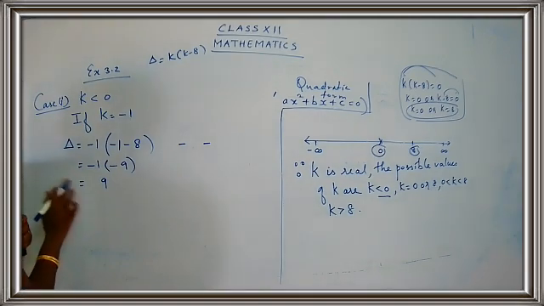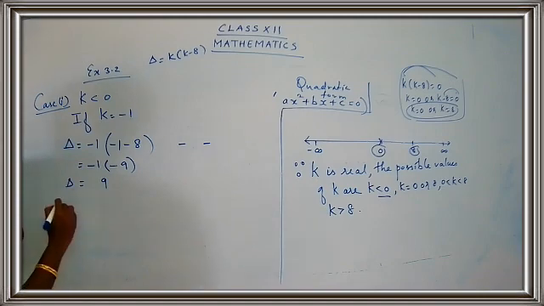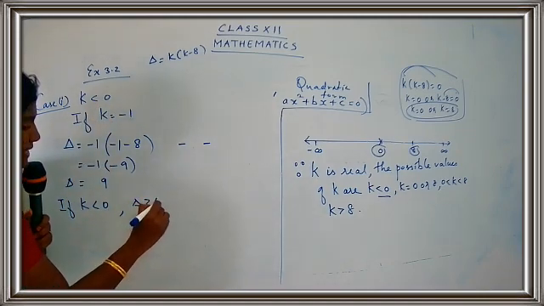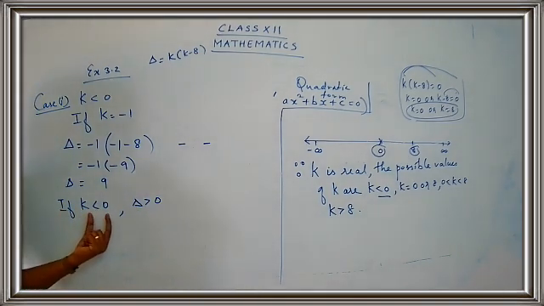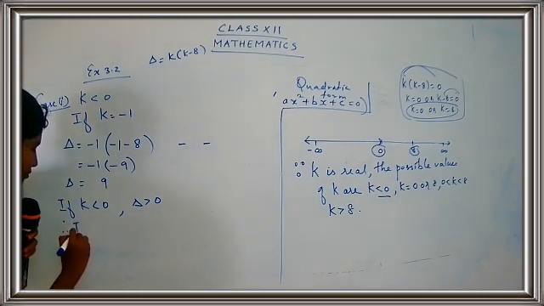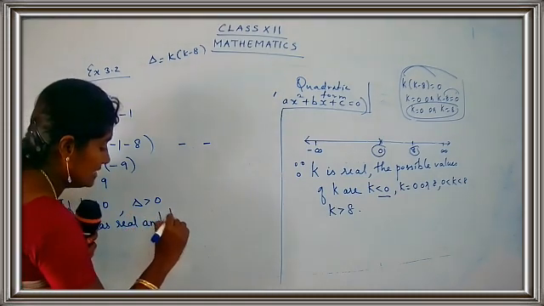So write down here, delta is positive. I'll just put here like statement: if k is less than 0, delta is greater than 0. I'll try to complete the answer. So if k is less than 0, delta is greater than 0. Therefore, it has real and distinct roots.